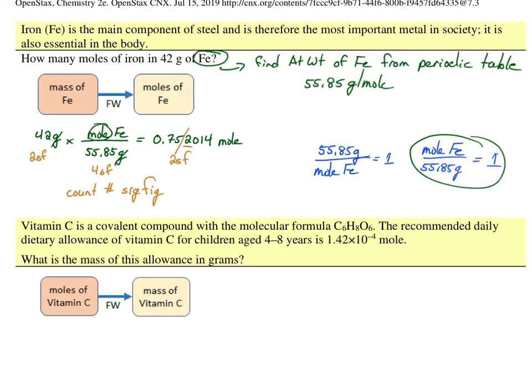We look at the first number to be dropped. The first number to be dropped is less than 5, so we round down, meaning we get rid of all those numbers. So our final answer is 0.75 moles of iron.